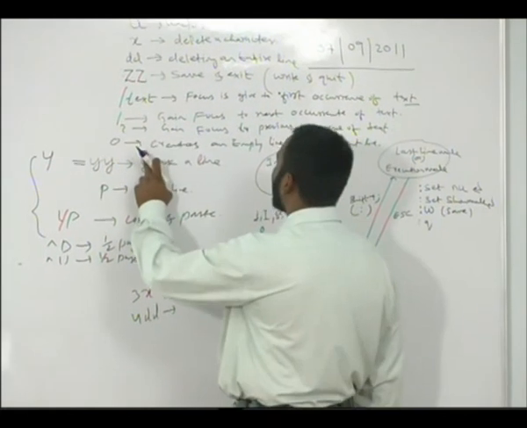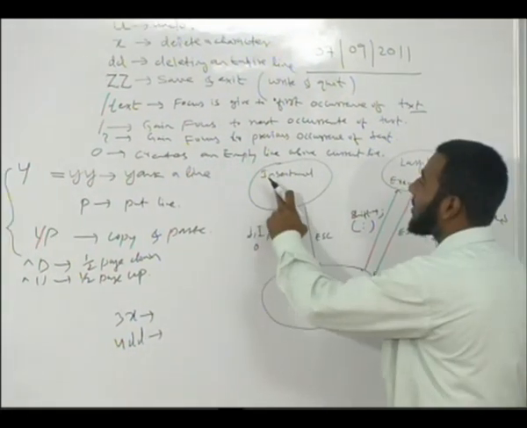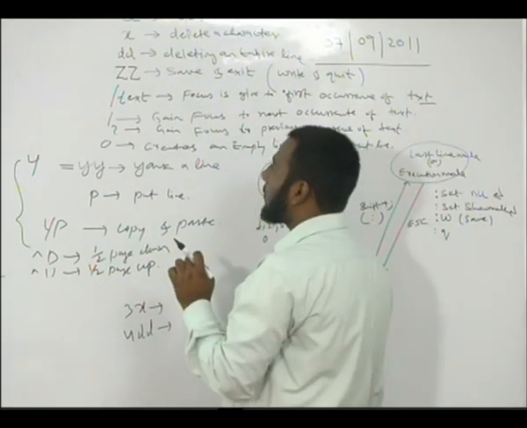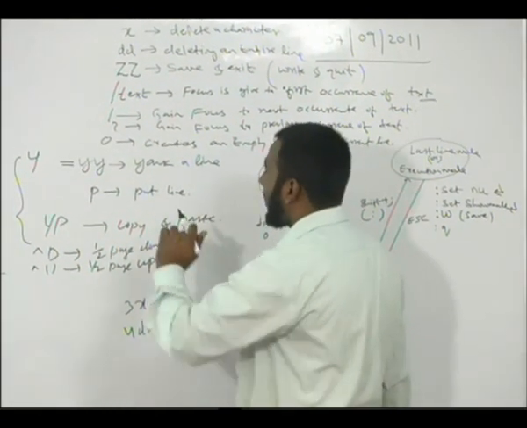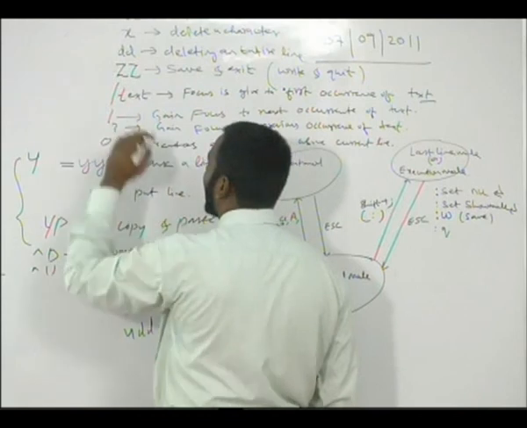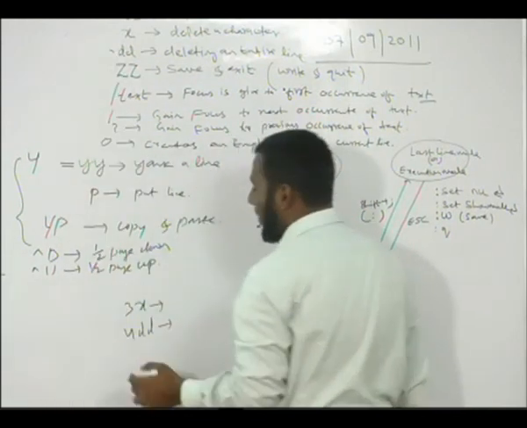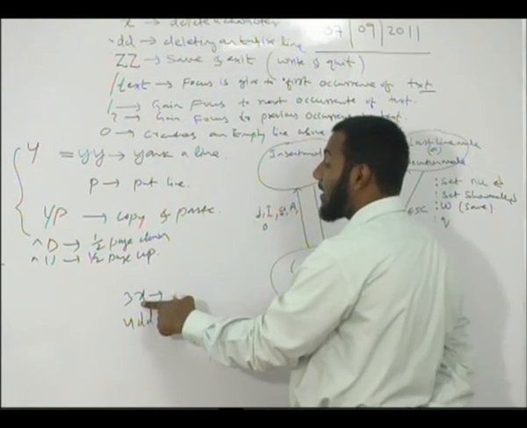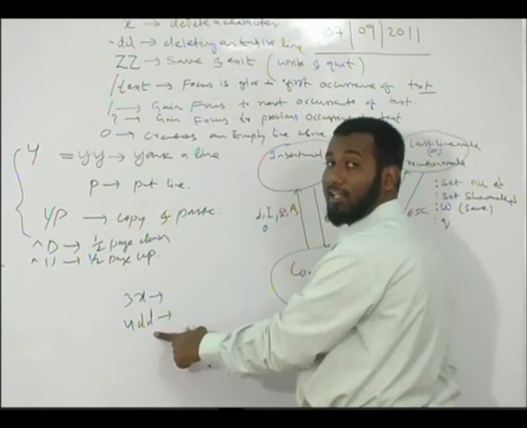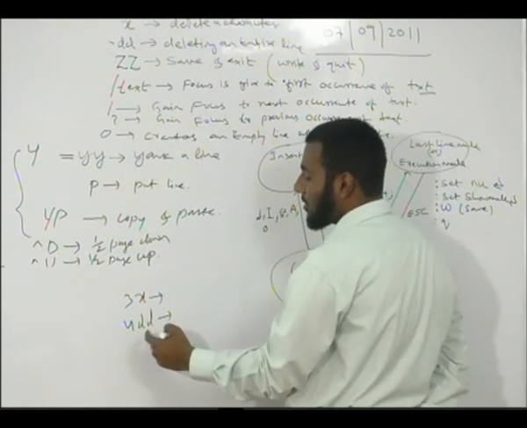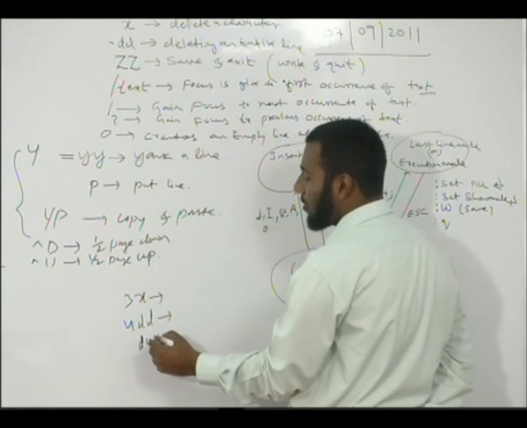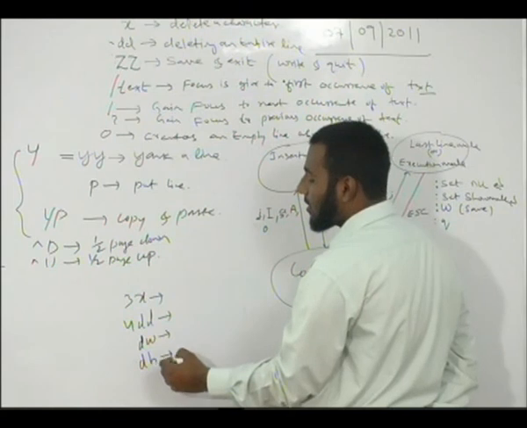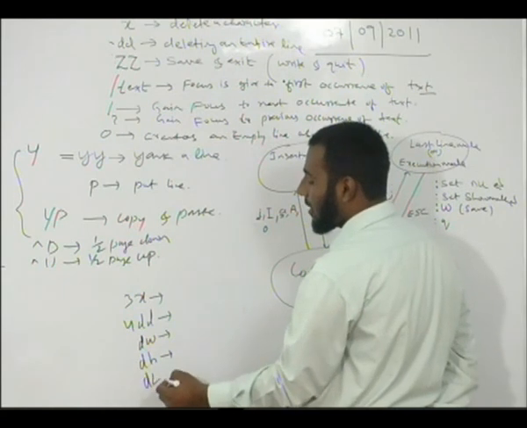And O will take you to the insert mode, but it creates an empty line above the current line. And in fact, as far as the D is concerned, I would like to discuss more on this delete. Okay, there are different flavors of delete. X is deleting a character, DD is deleting a line, but there are different versions of D. If you use DW, it will delete the word. If you write DH, it will delete the previous character. DL, the next character.